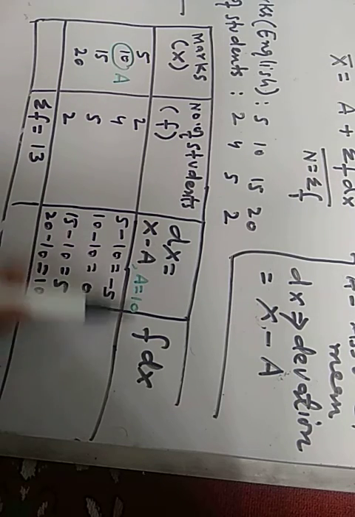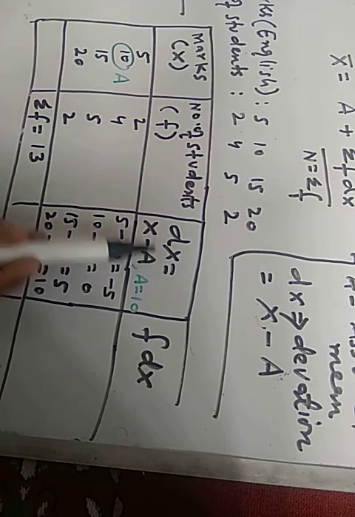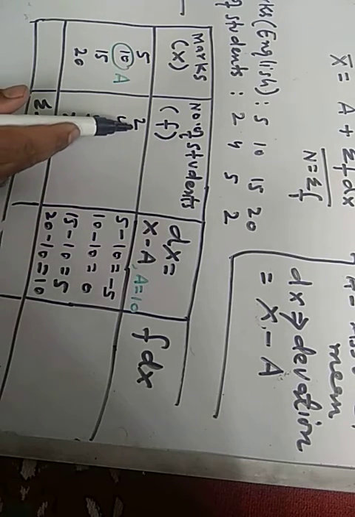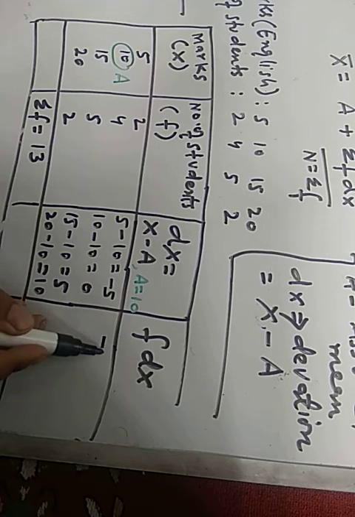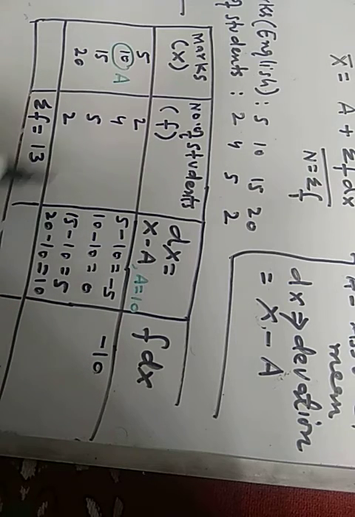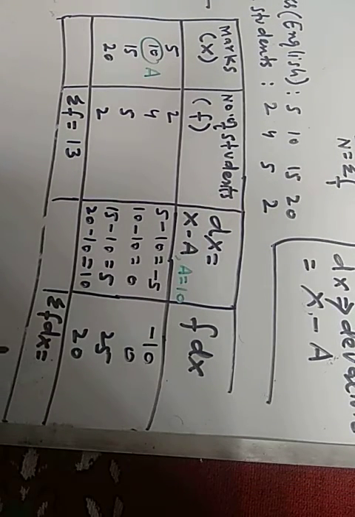Next column is the value of dx multiplied by the given frequency, that is 2 into -5, it will be equal to -10, 4 into 0, it will be equal to 0, 5 into 5, it is equal to 25, 2 into 10, it will be equal to 20. And sigma fdx will be equal to 45 minus 10, it will be equal to 35.